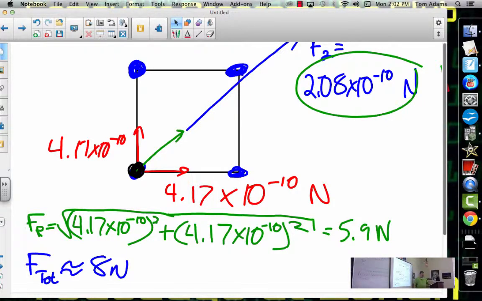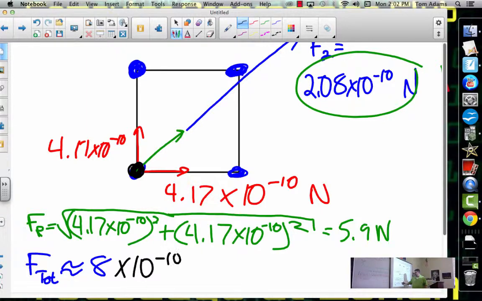Okay? Any questions? Mr. Adams, what about the 8 to the negative 10 newtons? Oh yeah, I forgot the order of magnitude, thank you. I was just so excited that I didn't make any mistakes when I calculated it on the calculator. Yeah, it's 10 to the negative 10. Thank you for correcting me.